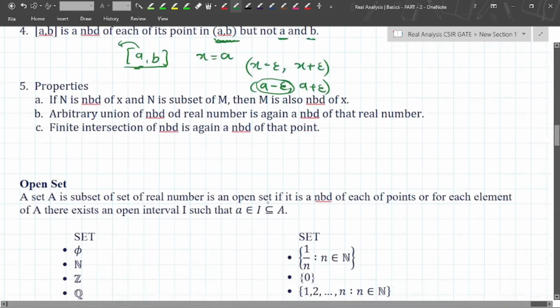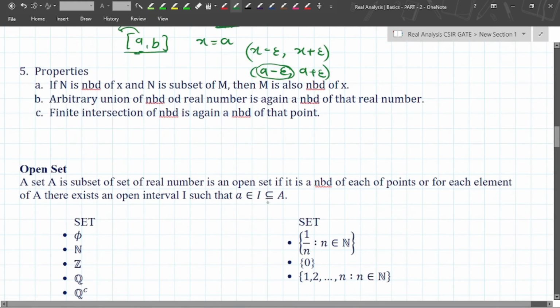Next, there is a property: if N is a neighborhood of x and N is a subset of M, then M is also a neighborhood of x. Of course, if I have any set which is a neighborhood of a point, and that set is a subset of any other set, then that other set is also a neighborhood.